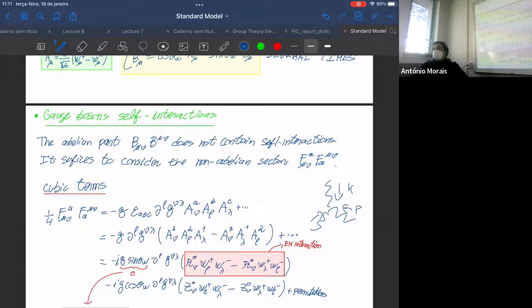Let me see. If the two W's come with opposite momentum, the total momentum is zero. But what happens is that you come with two W's, they can collide, they can scatter, and they exchange a photon between themselves. Oh, okay. That's how you should see it. This is a vertex, it's not an interaction.